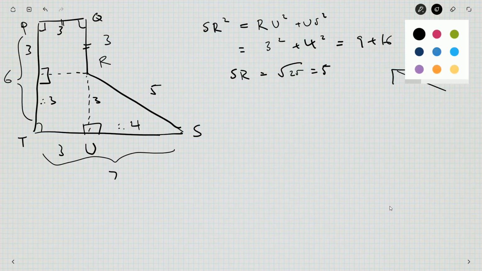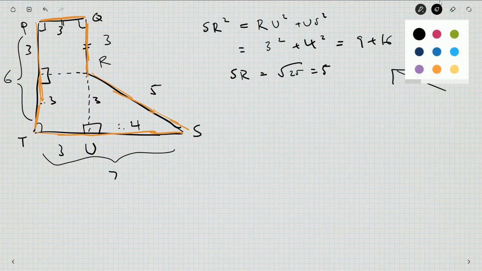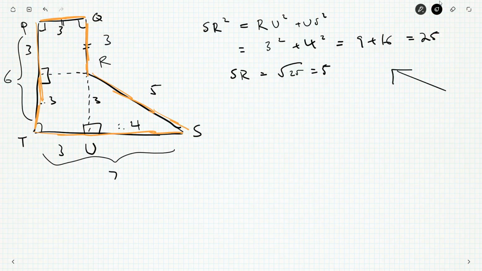Okay, now we want the perimeter. So that's 3. I'm using color just to make sure I don't overcount. 3, and then a 3, and then a 5, so that's 11 so far. 7 here. So that's 18, plus 6 is 24. The only thing we actually had to figure out was RS, but it did take us a little while.